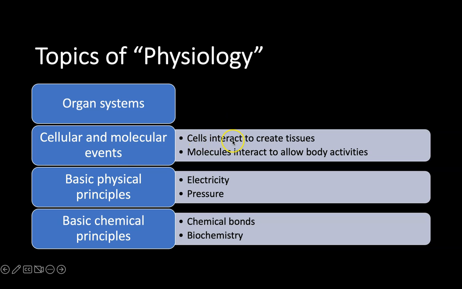So for instance, how do cells interact to create tissues? How do molecules interact to allow all body activities? Those are some cell and molecular physiology questions. We can look at the basic physical principles, especially when we get into the muscular and nervous systems. You will hear a lot about electrical properties of cells and how they contribute to the functions of those systems. We're also going to talk about pressures and concentration gradients and how those contribute to normal function.